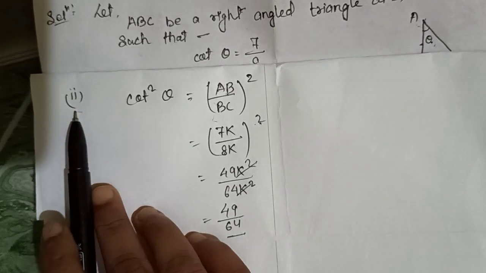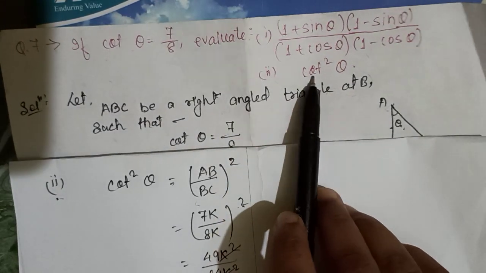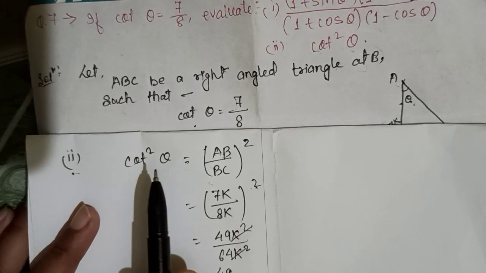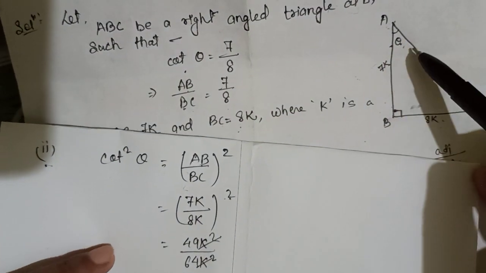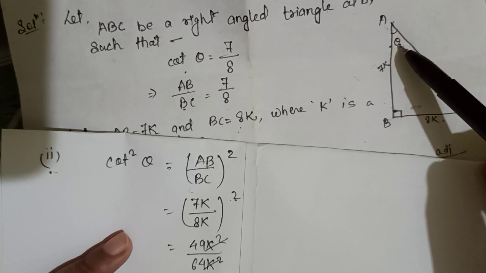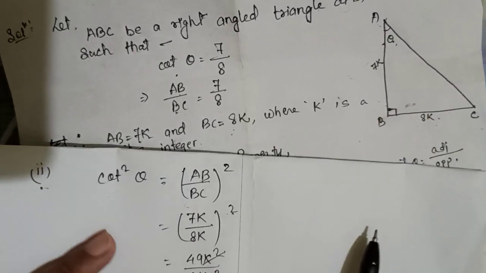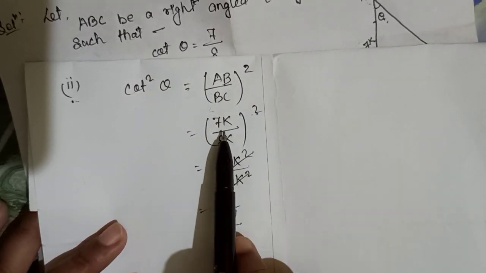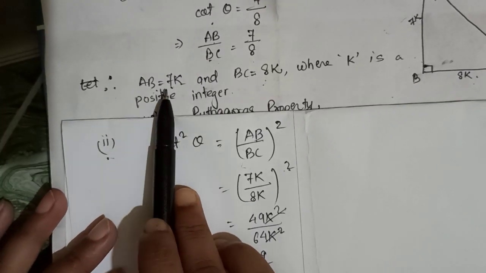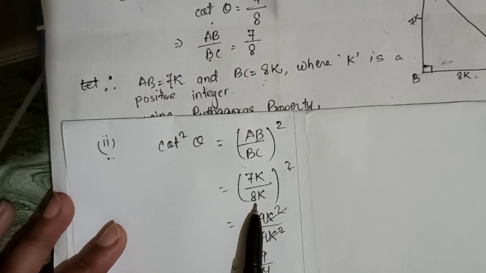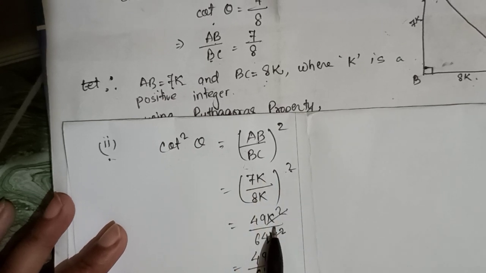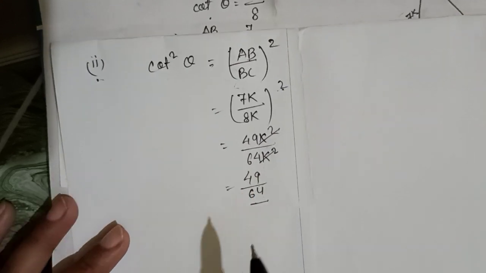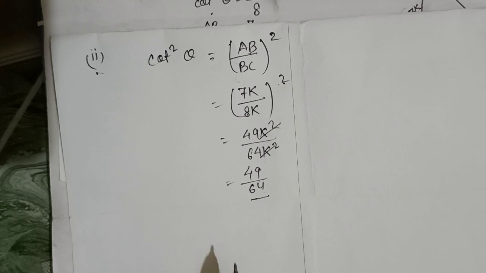So this is the solution of question Roman number 2. For Roman number 2, we have to find cot square theta. So cot square theta will be equal to, we have to see from theta for cot. So this is the figure from theta. If we see, cot will be adjacent by opposite. So from theta, adjacent will be our AB, opposite will be BC. So here we have written AB by BC, and this is square, so we have given here whole square. AB we have 7k, BC we have 8k, whole square. 7 square will be 49k square, 8 square will be 64k square. K square cancels, we will get here 49 by 64. So this is the solution to Roman number 2.